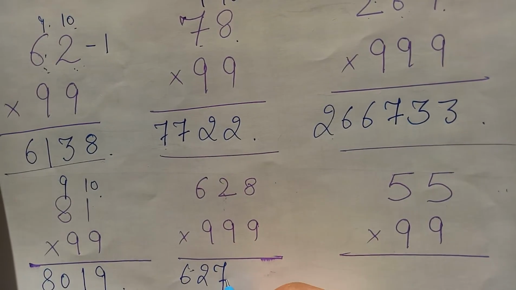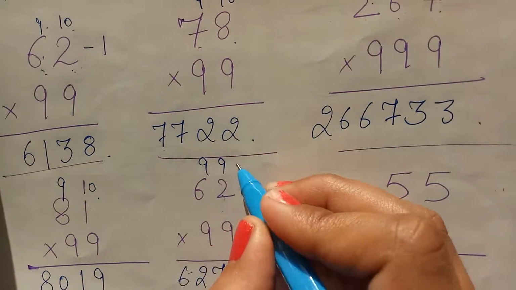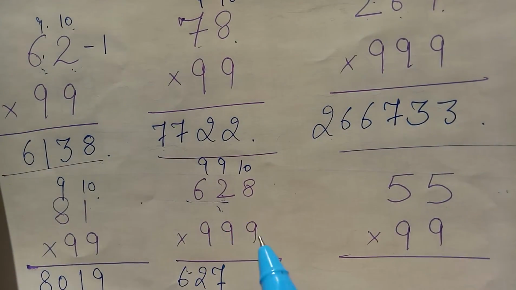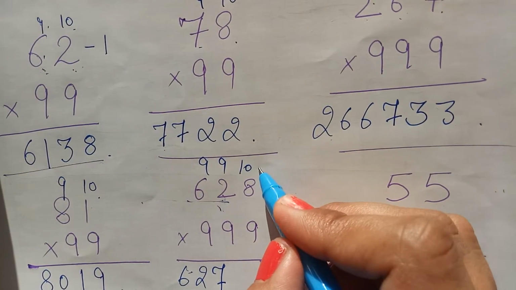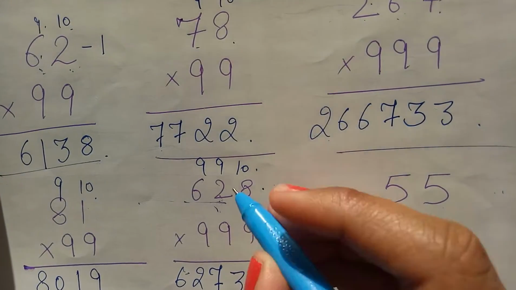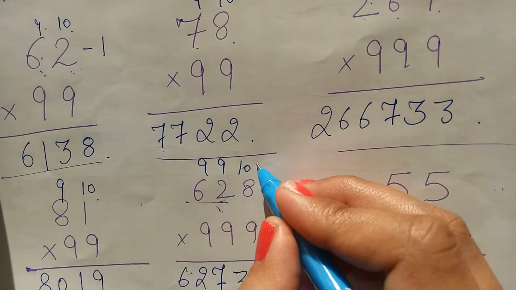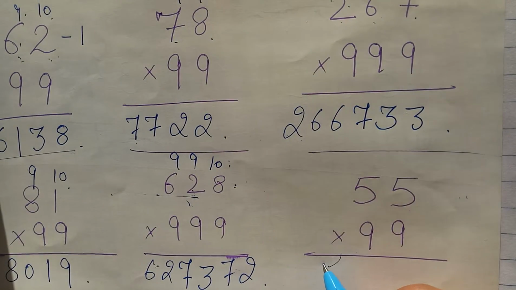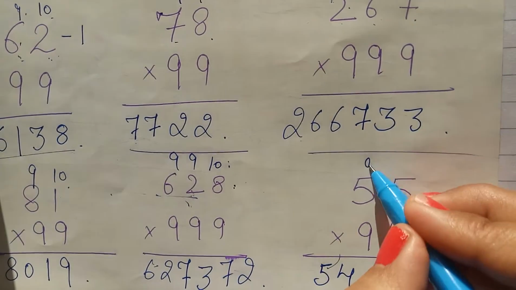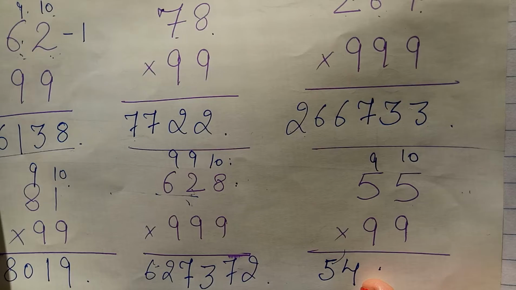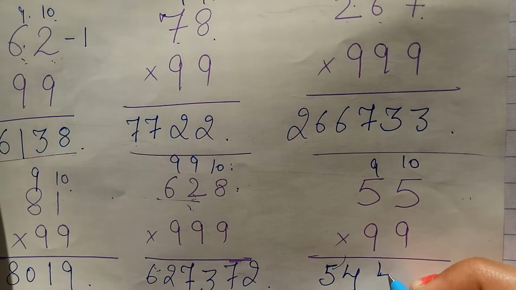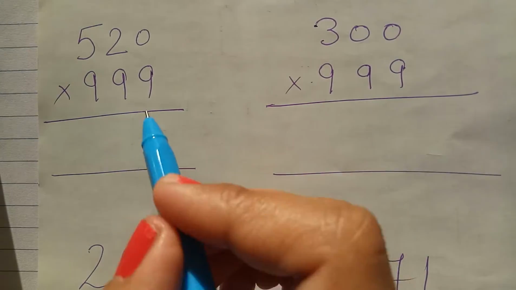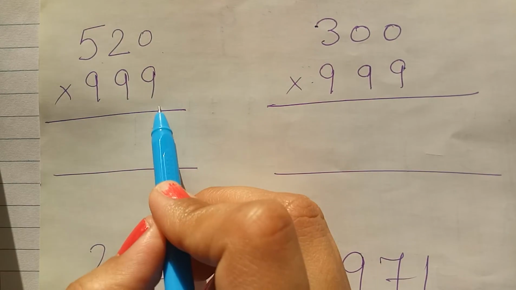6, 2, 7. Subtract from 9. All from 9 means the rest of the number we subtract from the 9, and then the last number subtract from the 10. 9 minus 6 is 3. 9 minus 2 is 7. 10 minus 8 is 2. 55 multiplied by 99. 54, 9 and 10. 4 and 5. Now this number 520 multiplied by 999.